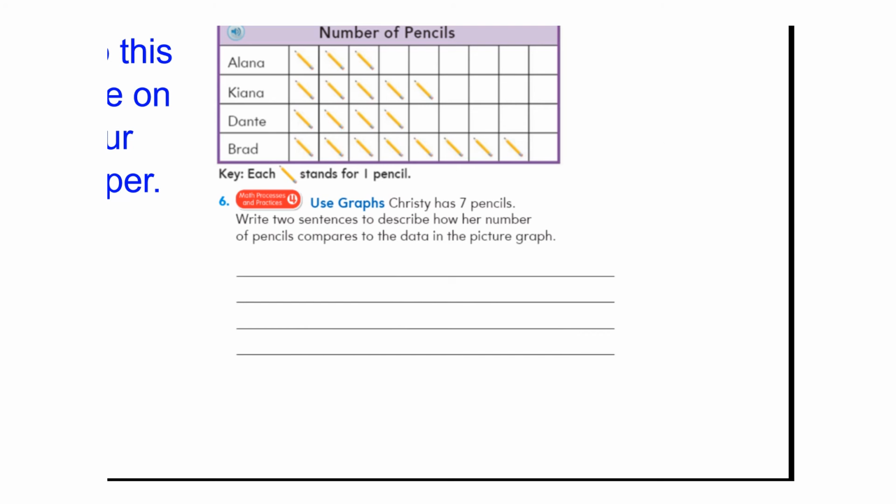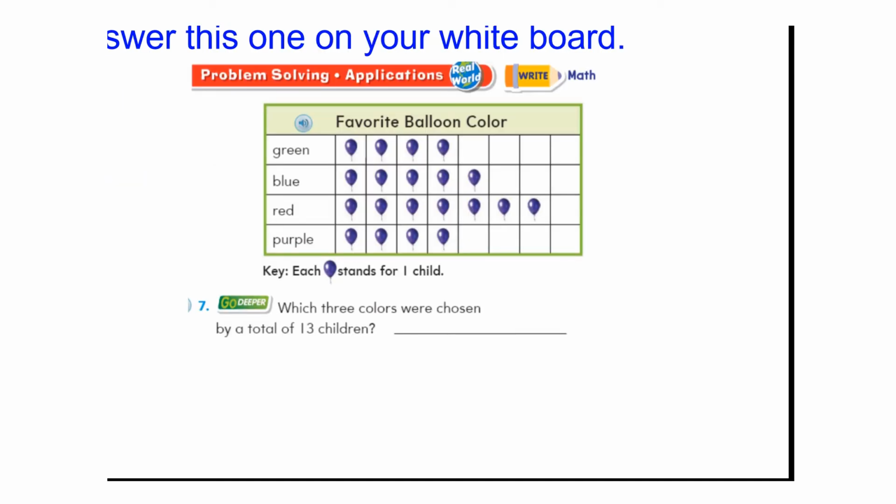Okay, well, let's take a peek at our next picture graph. It's a favorite balloon color graph. We have green, blue, red, and purple. Which 3 colors were chosen by a total of 13 children? So we have to find out which numbers here equal 13. Okay, we have to pick 3 lines that equal 13.